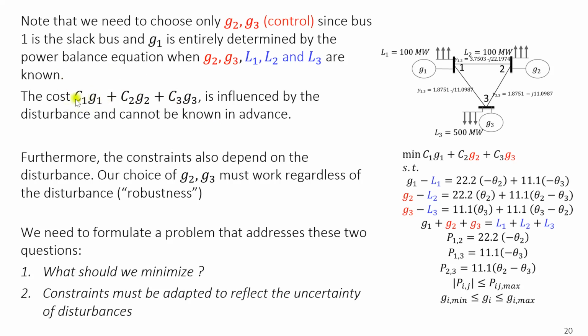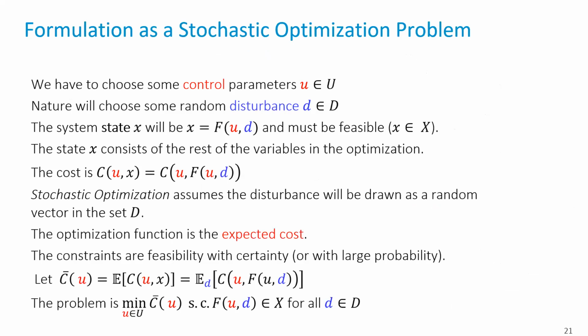The cost of generation is dependent on G1, G2, G3. Of course, G2, G3 are our choices, but G1 is affected by both our choices and L1, L2, L3. Because if I use the DC approximation, there is this algebraic equality here that gives G1 as a function of the control and the disturbance here. So we cannot take as cost function simply this here. We need to do something else. What should we minimize is the first question. And second, the constraints of the grid must be satisfied for all values of the disturbances here. There are multiple ways to answer those two questions.